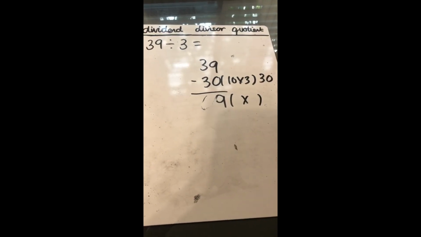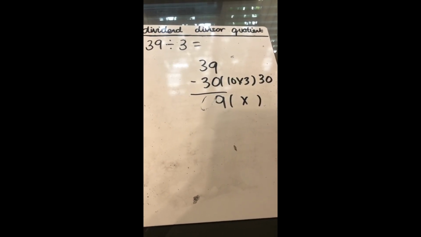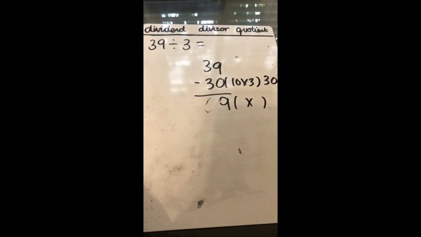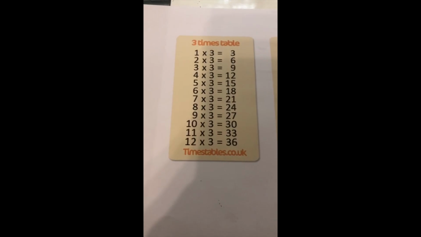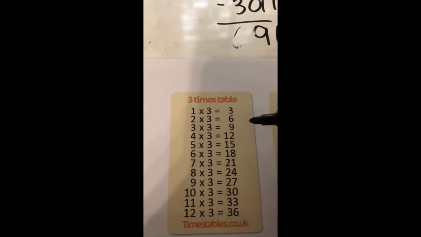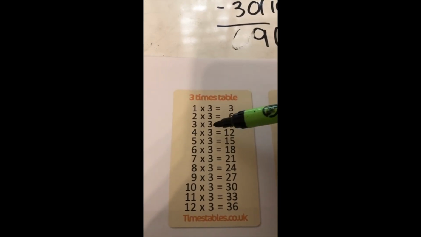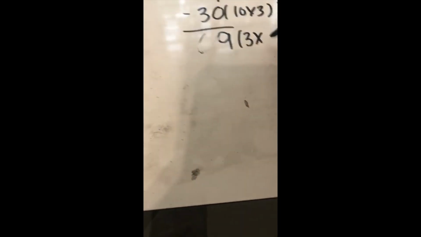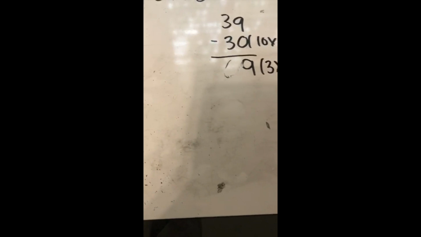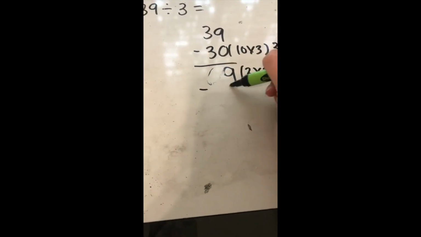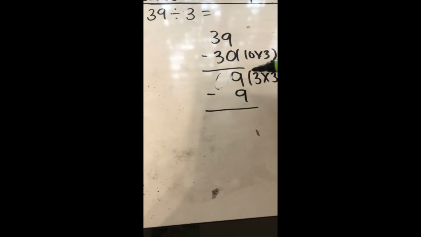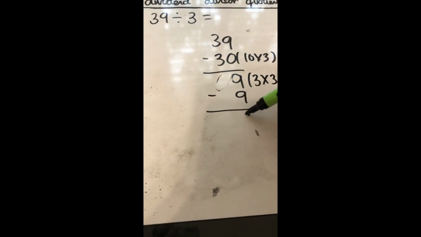What times table facts equal 9? If you're finding this tricky, you can have your times tables there to look at. If you've got your times tables, you can look at your answers here. Oh, I know that 3 times 3 equals 9. That means I can chunk away 9. 9 subtracted from 9 is 0.